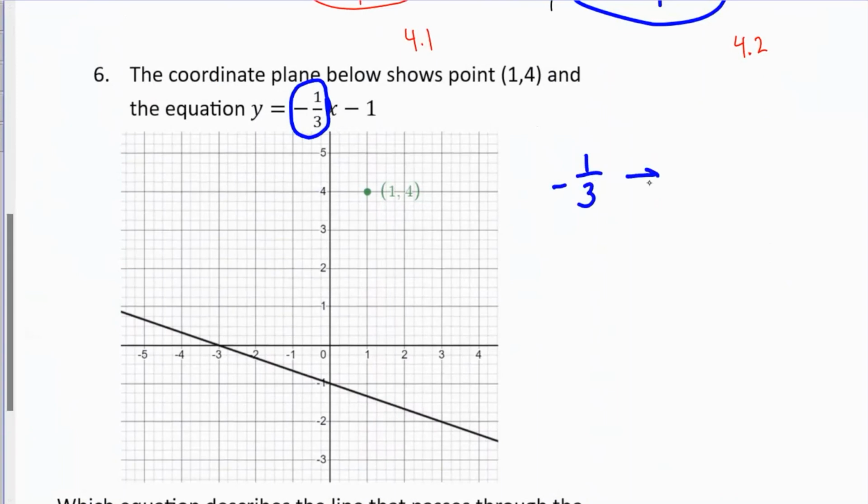And if I want to find a slope that's perpendicular, I do opposite reciprocal, which means flip the sign, flip the fraction. So instead of a negative, it's going to turn positive, and 1/3 is going to become 3/1, which is the same as just a slope of 3. Now, I want my line to pass through the point (1, 4). So I'm going to label this x1, y1.